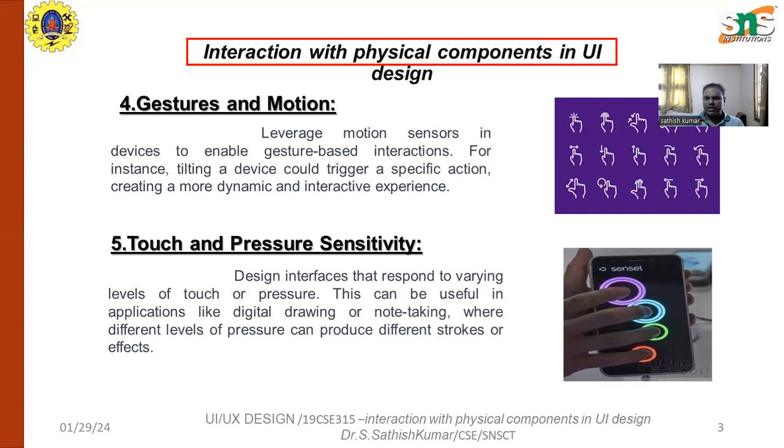Next one is gestures and motions. The gesture is nothing but having sensor devices to enable gesture-based interactions. For instance, tilting a device could trigger a specific action, creating a more dynamic and interactive experience. Then touch and pressure sensitivity. Here the interface is designed to respond to varying levels of touch or pressure. This can be useful in applications like digital drawing or note taking, where different levels of pressure can produce different strokes or effects.